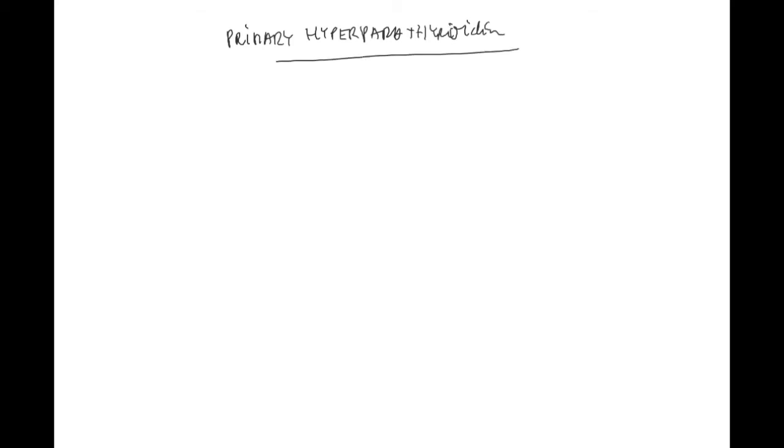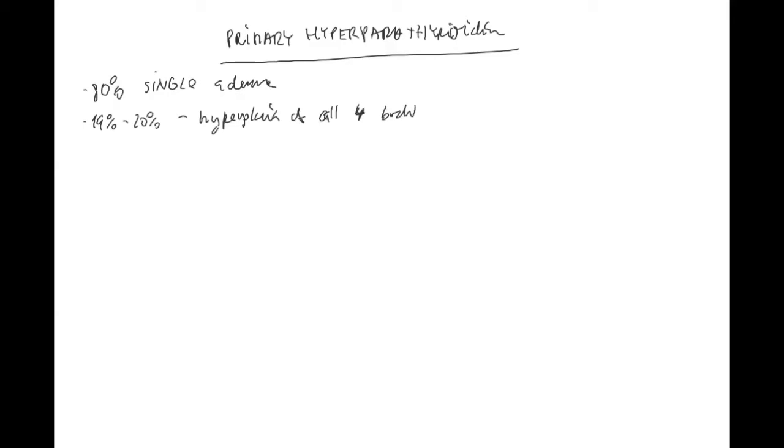So this is the most common cause of hypercalcemia. In 80% of cases, it's a single adenoma. In, let's say, 19 or 20 other percent, it could be hyperplasia of all four parathyroid bodies. And in the 1%, remember, it could be in combination with MEN1 or MEN2.